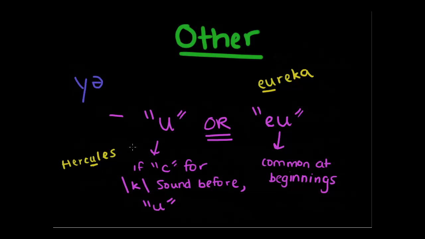Sometimes in the middle of the words, it's probably safer to go with the U. At the beginning, safer to go with an EU. But then again, it all depends on the roots. But that's just a tip. And this concludes the Y and the schwa. So we have completed the other vowel sounds in Greek, and basically we've completed all the vowel sounds in Greek. Hopefully it wasn't too confusing.